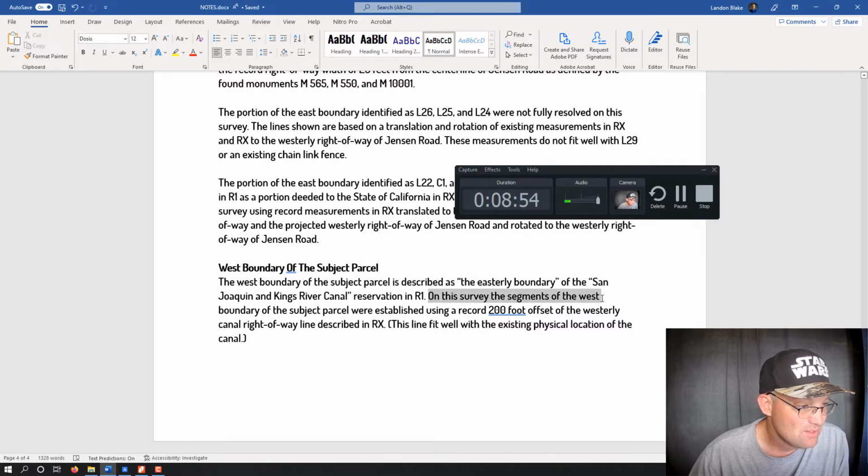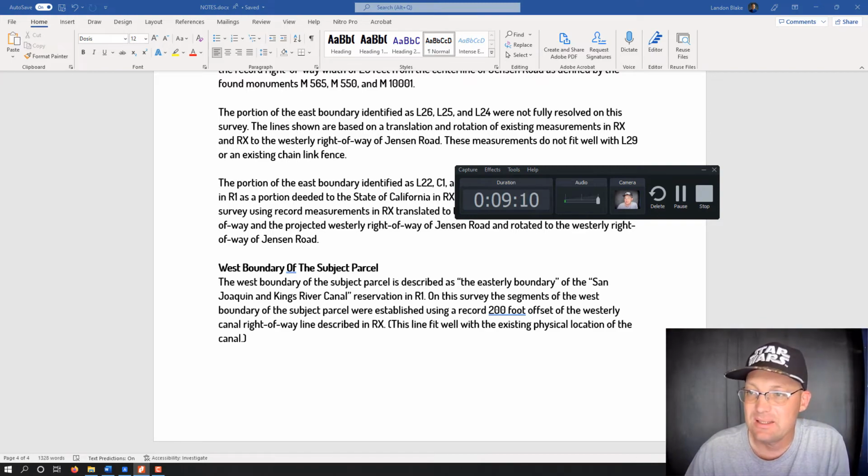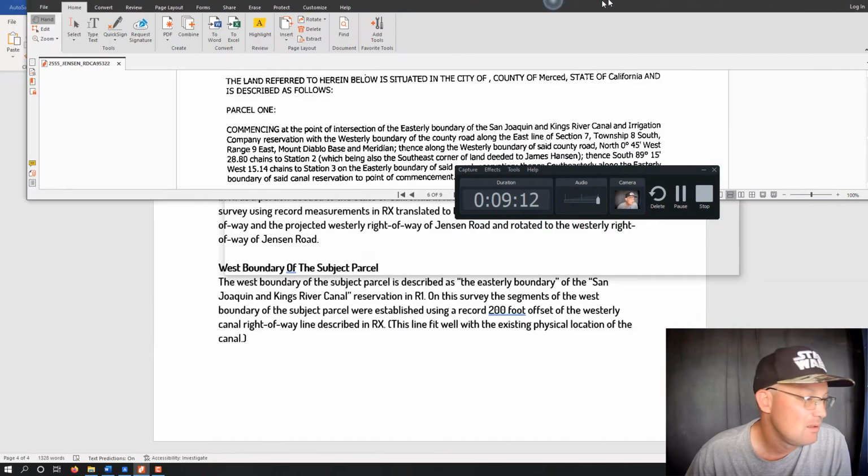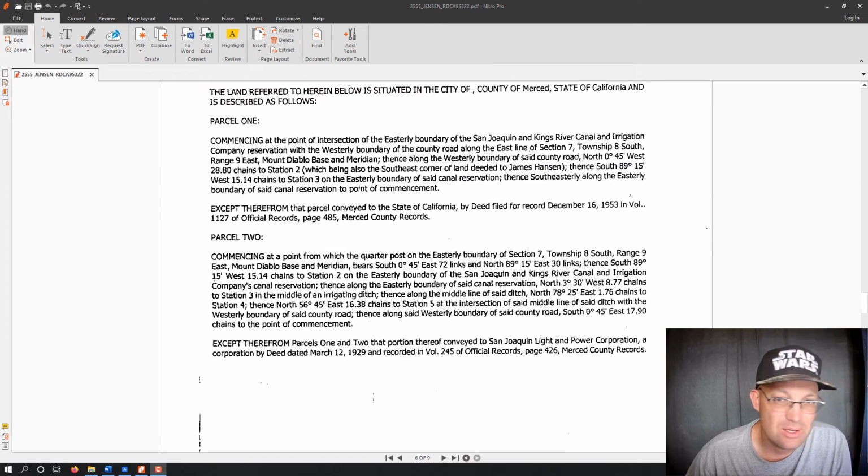I say on this survey, the segments of the west boundary of the subject parcel were established using a record 200-foot offset of the westerly canal right-of-way line on RX, that record of survey. By the way, this line fit well with the existing physical location of the canal. Now, one thing I may want to add is, let's just see, I don't think our deed had metes and bounds along the canal. Yeah, it doesn't. It just comes back down the canal in both of these.